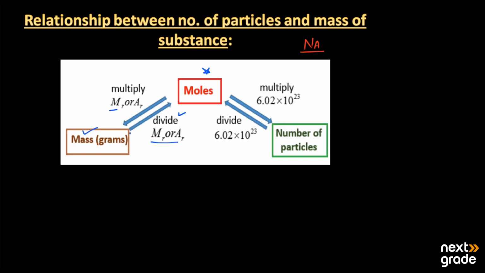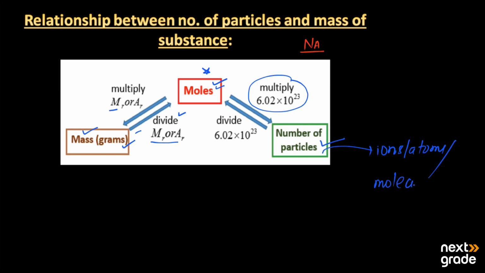And when we divide the mass of the substance by the molar mass, we will be able to find the number of moles of that substance. Next, if we have the moles and multiply them with Avogadro's number, then we may be able to find the number of particles, and these particles may be ions, atoms, or molecules. And after that, if we have the number of particles, then we can find the number of moles by dividing it by Avogadro's number.